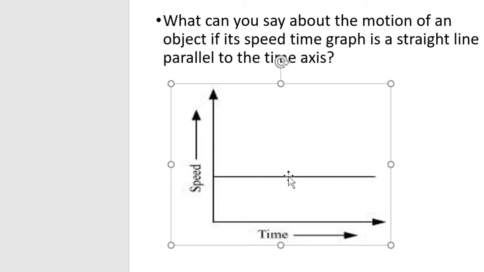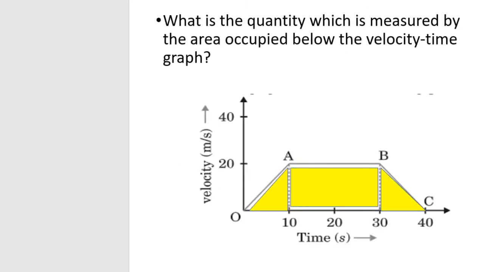Which means what? Now the body is not changing its speed. The speed of the body remains constant, which means again it's a uniform motion. The body is traveling with the same speed. Right? So this is what this graph talks about. You have to be very careful what is on the y-axis and what is on the x-axis, and accordingly read the graph.